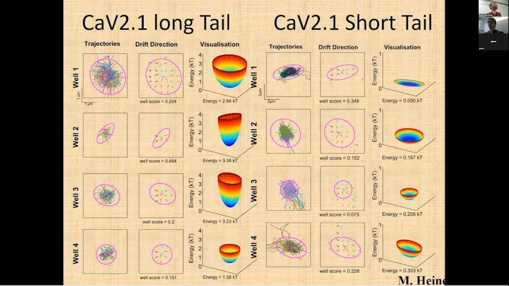Okay, so this is an example of what you're going to do. You are going to get the trajectories, you will see the drift, you will see the visualization of how we calculate the potential. Those are examples from calcium voltage channels with long tail, short tail, and then you can do the statistics over hundreds of these structures.